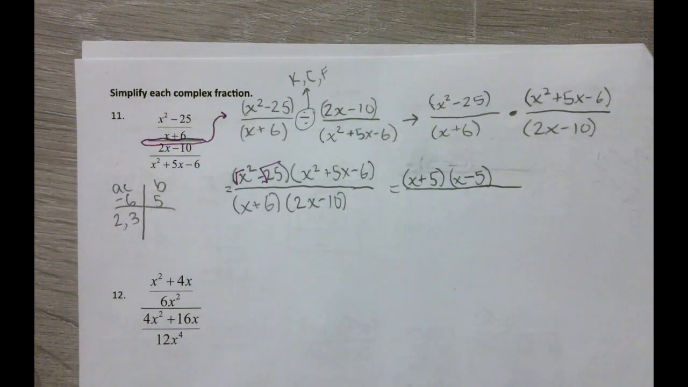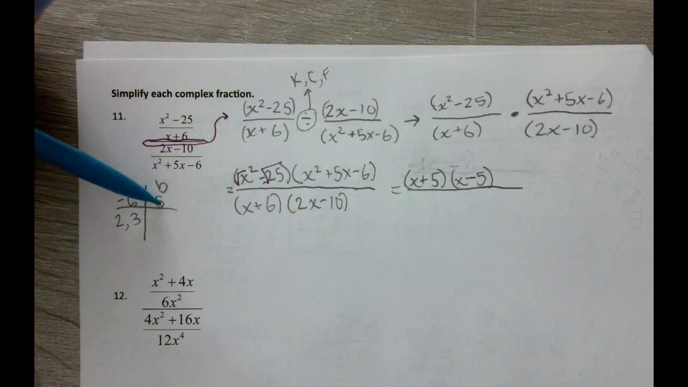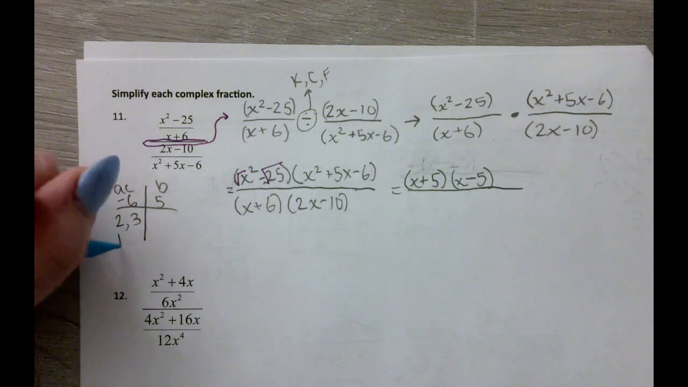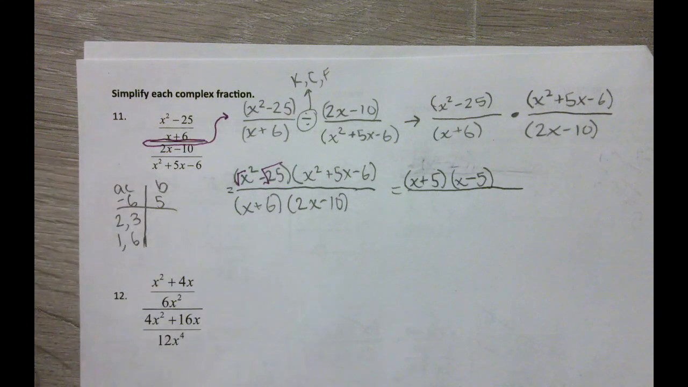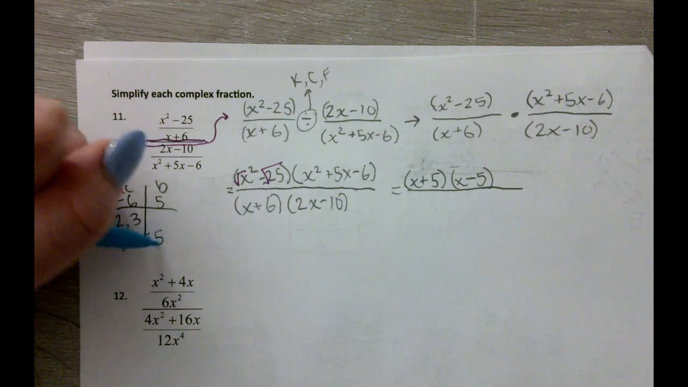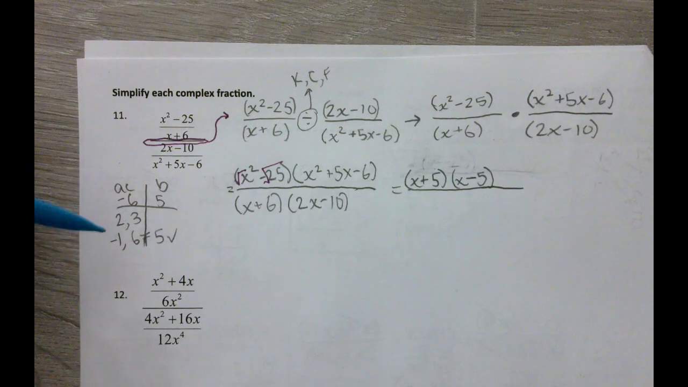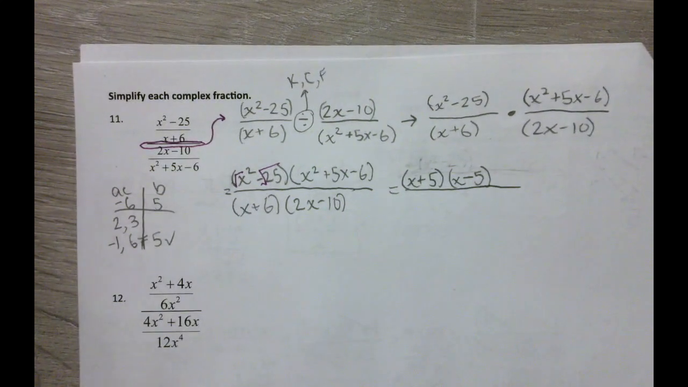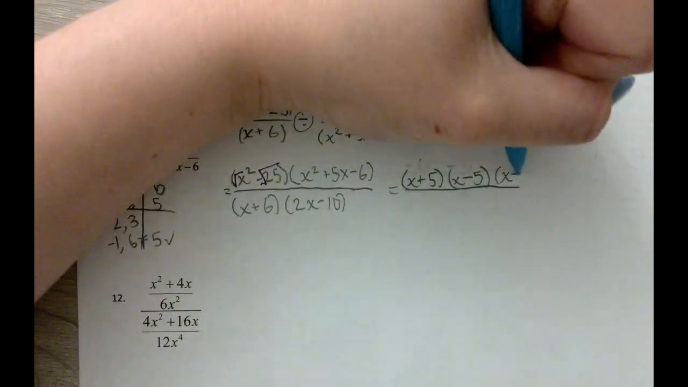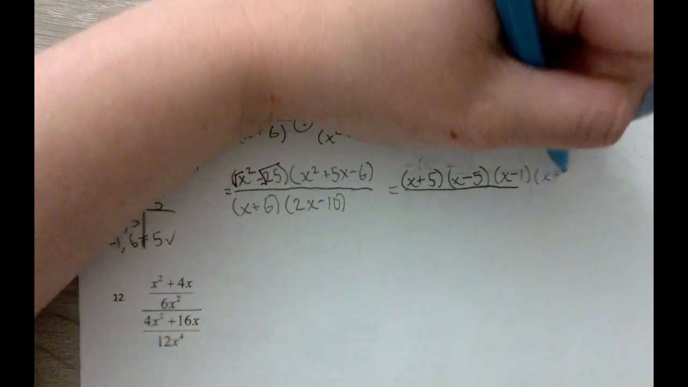2 and 3 will not work here because 2 plus 3 is 5, but 2 times 3 is not negative 6, it's positive. This is where we need 1 and 6. To get 5, we need to subtract, and 1 has to have the negative on it. So 6 minus 1 is 5, but also check the multiplication. 6 times negative 1 is negative 6. So be very careful there. So my factors are x minus 1, x plus 6.